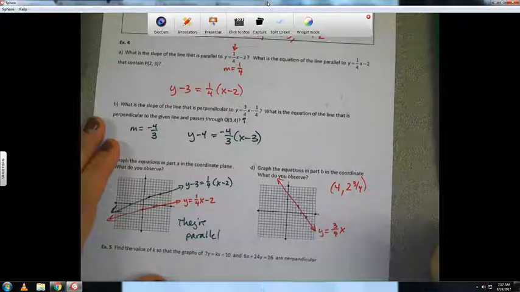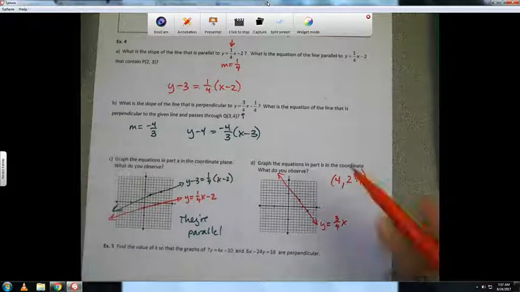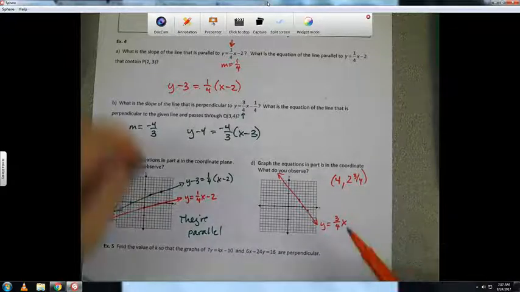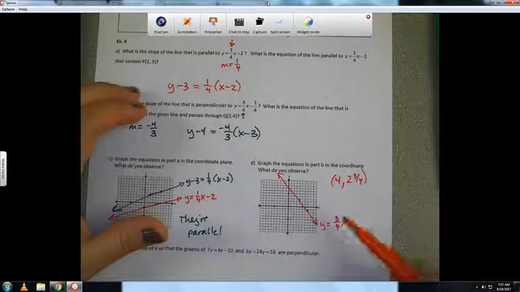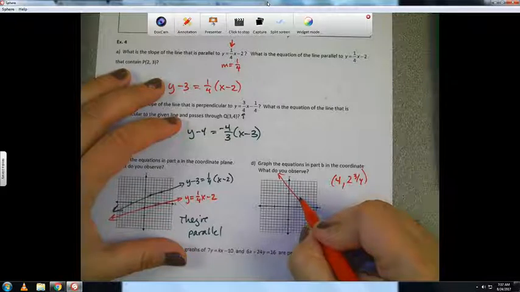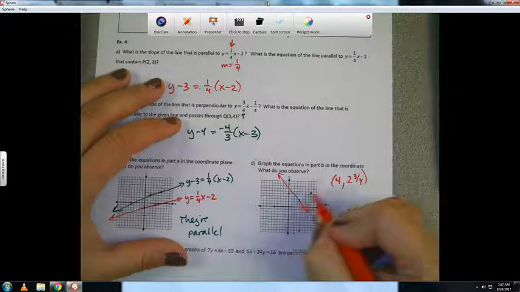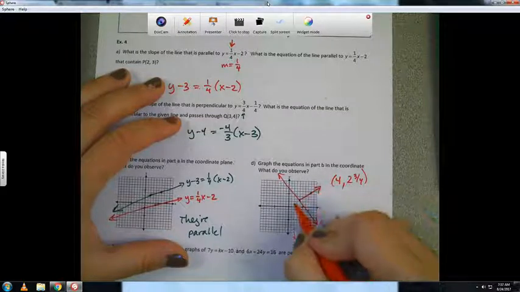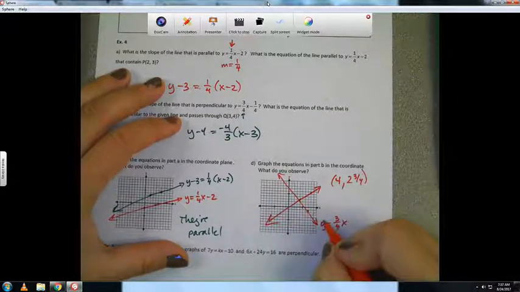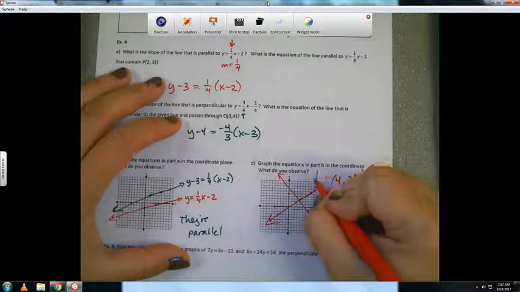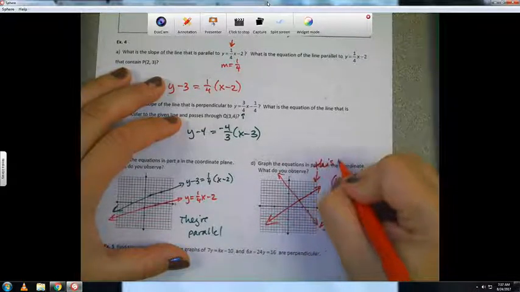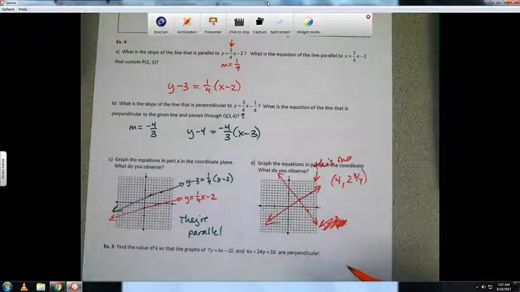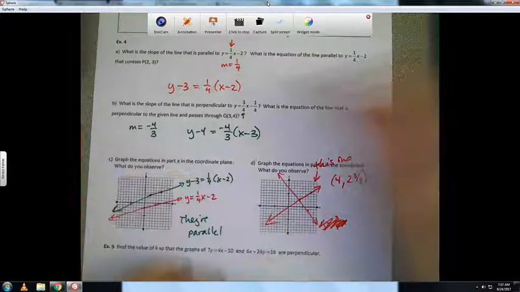Oh, shoot, I graphed the wrong one. I should have gone up 3 over 4. Did anybody catch that? Like, what is she doing? She's using the wrong slope. Where's the wrong one? This one. Okay, my bad. The other one, though, we're going to go through (3, 4).